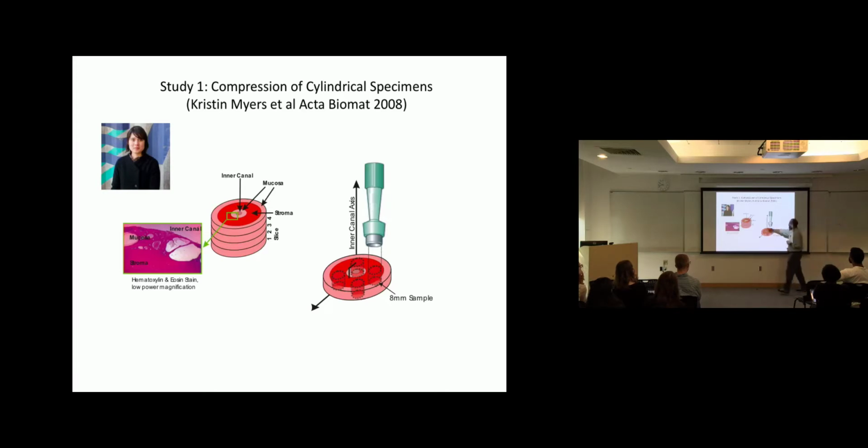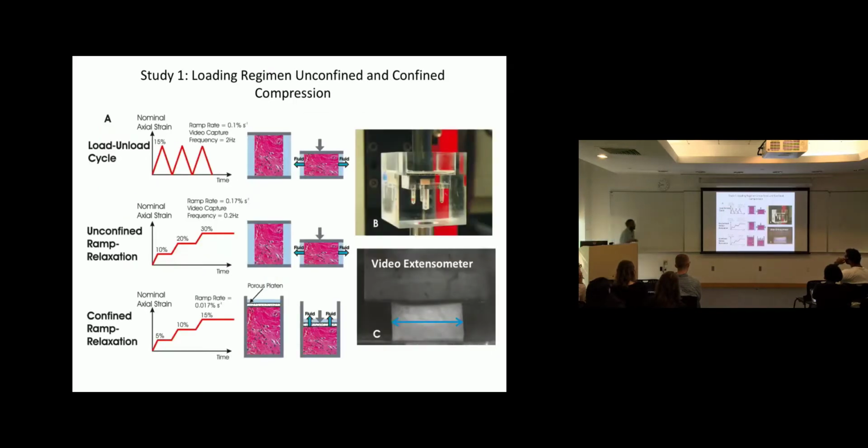She gets samples from mice, from animals, as well as some human work also. She punches out some samples, and she's taking that sample through three different sets of experiments. Everything's in a fluid bath. A tissue cannot survive without fluid. She puts the sample between two plates and does a load-unload cycle. She's loading it, unloading it, like that, in a triangular pulse.